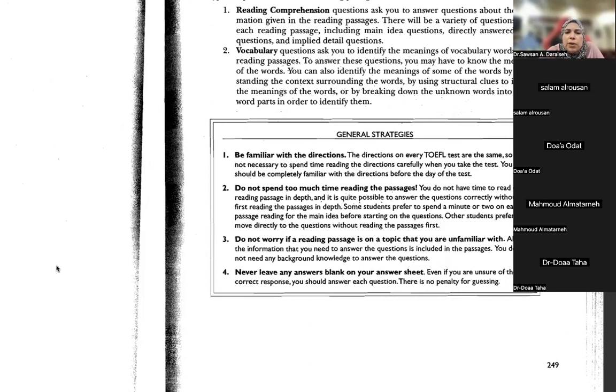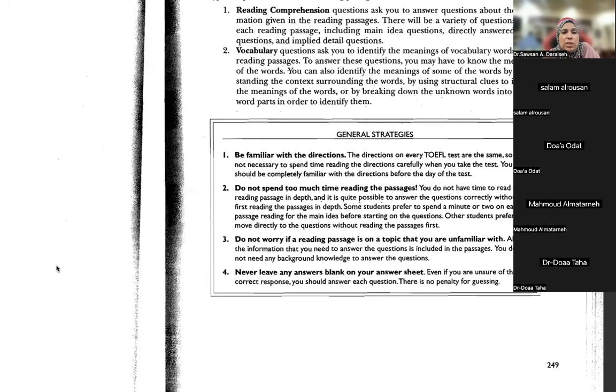But anyway, be familiar with the directions. The directions on every TOEFL test are the same. So it is not necessary to spend time reading the directions carefully when you take the test. Here they're telling you what we don't tell our students. We always tell our students reading the question is half the answer. Reading does not mean reading. It means to read, to understand.